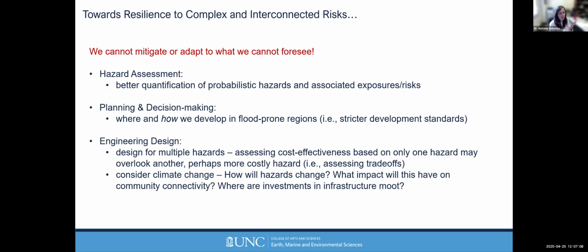And then we need to consider climate change. So how are these hazards changing? What impact can this have on things like coastal community connectivity, and where does it make sense to invest in infrastructure versus retreat from the coast? So that is my spiel. I'm happy to pass it on and answer questions now or later.